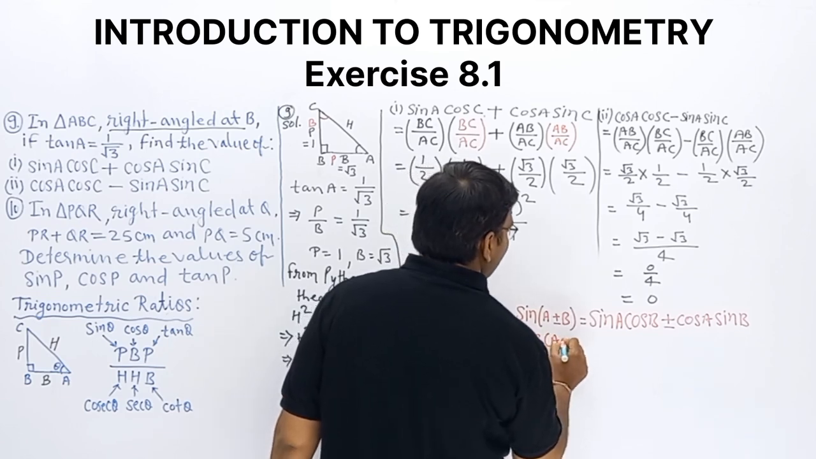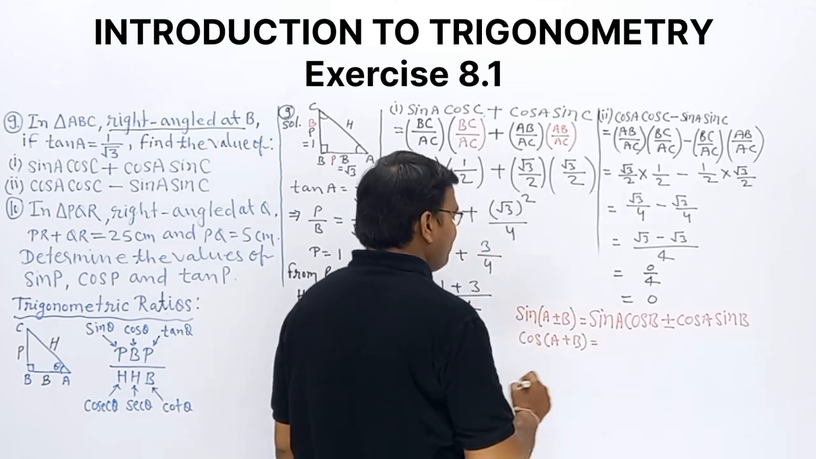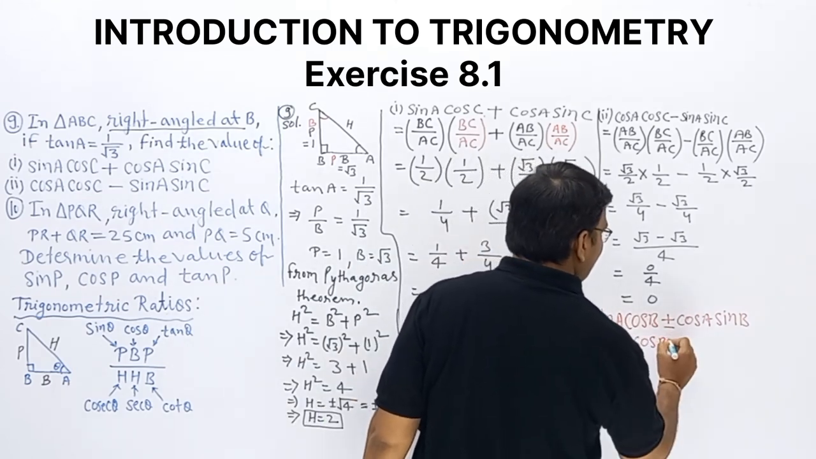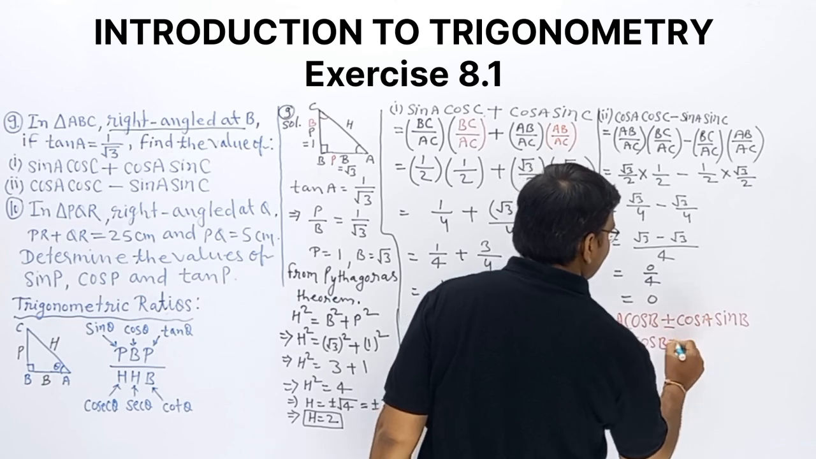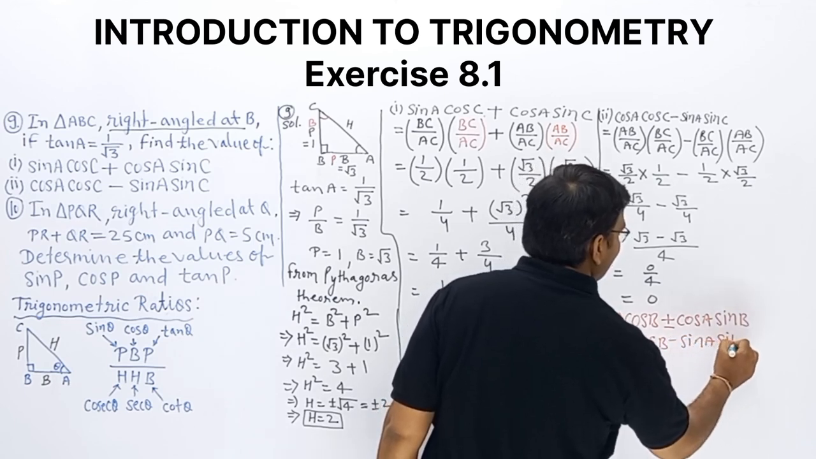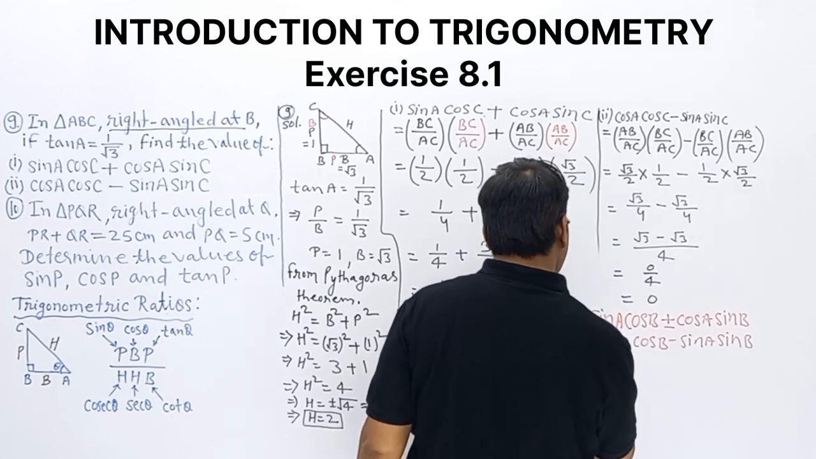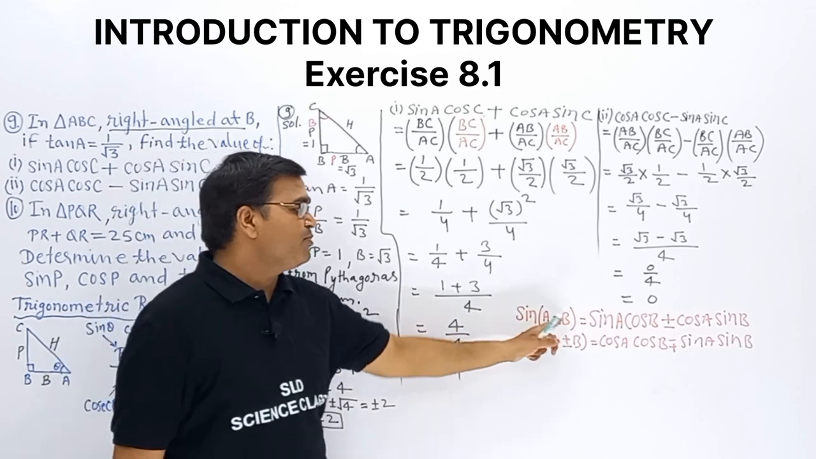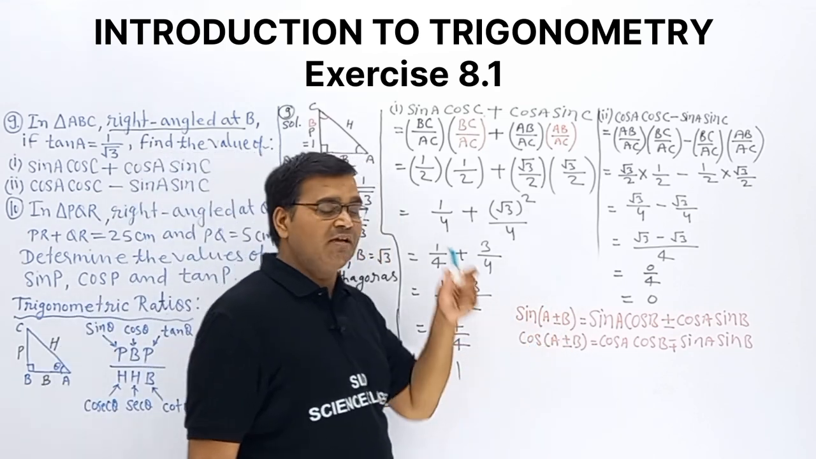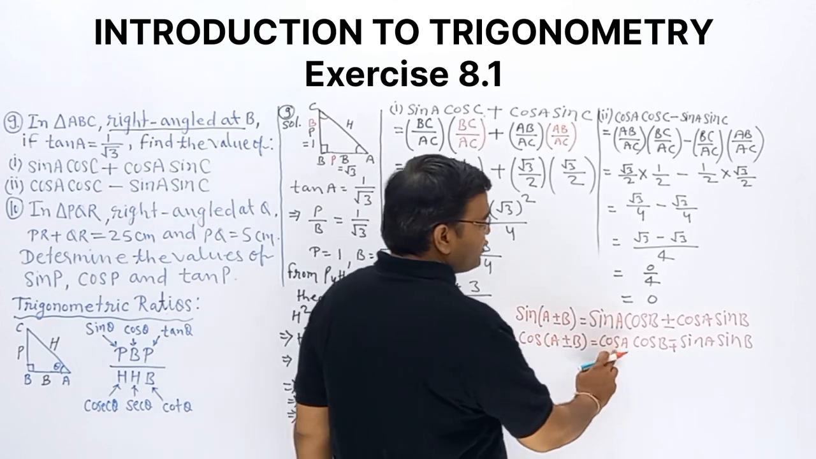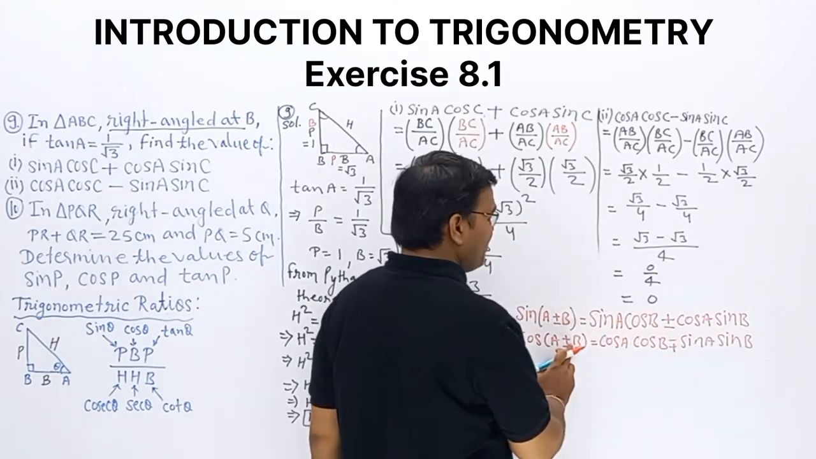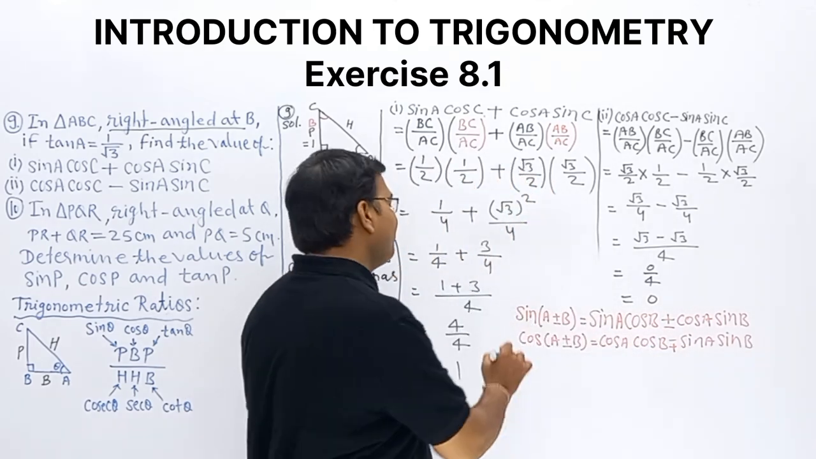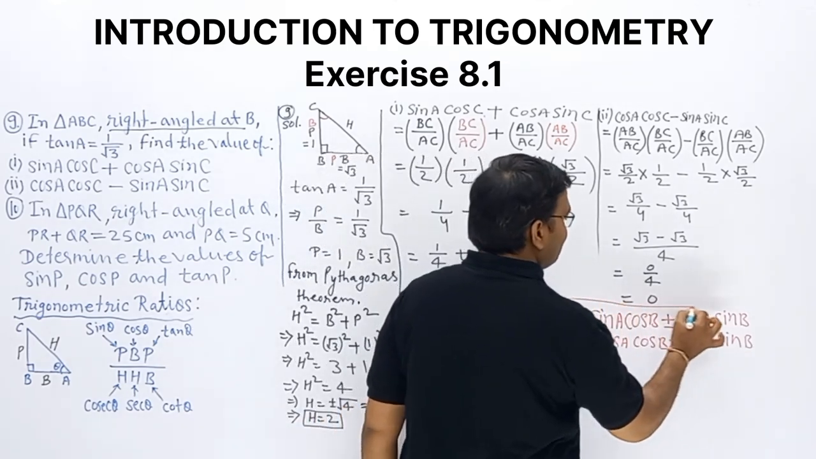And another one: cos A plus B. How will we expand this one? Cos A cos B, and where there is a plus we will use minus, minus sin A sin B. This is the general form. If there is a minus, then we will use plus. Observe, four formulas are there: sin A plus B, sin A minus B, cos A plus B, cos A minus B. Clear? So cos A plus B is cos A cos B minus sin A sin B. For cos A minus B, it is cos A cos B plus sin A sin B. Clear? These are the four formulas.